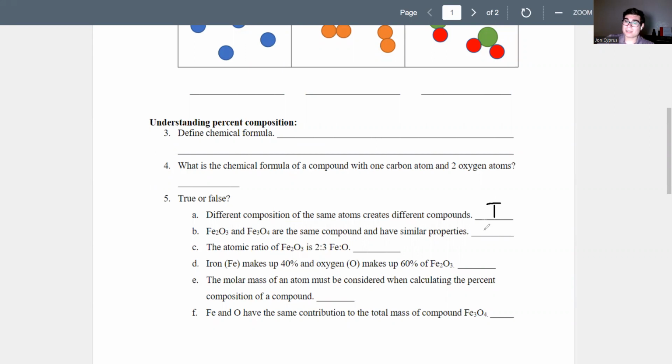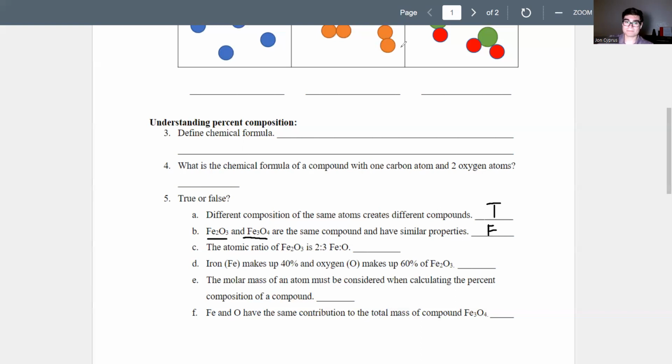Fe2O3 and Fe3O4 are the same and have similar properties. This is not true, as I just said. If you change the ratio of things to one another, you get different properties. This has two irons and three oxygens. This has three irons and four oxygens. The types of atoms are the same, but they're not in the same ratio to one another. And also, the charge of iron is different.